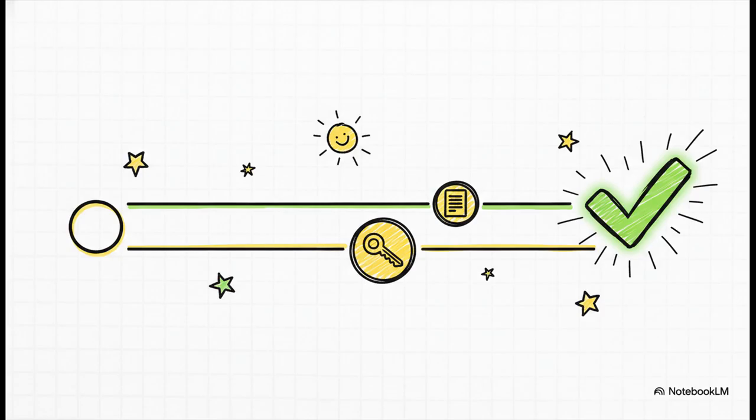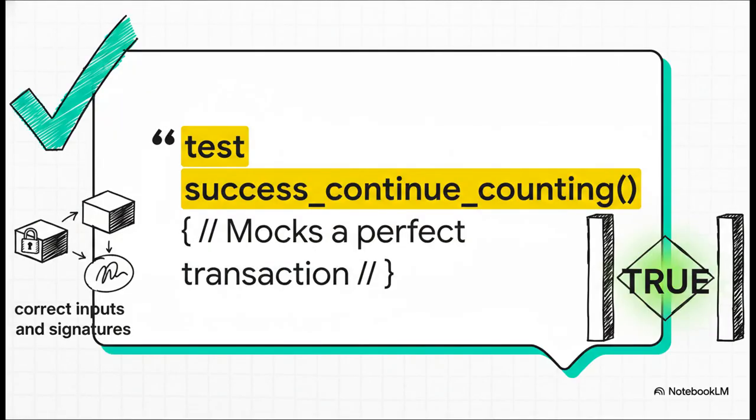You got to check this first. And this is pretty much what that looks like in code. A test function like this success_continue counting one, it just builds a fake, perfect transaction. It's got all the right inputs, all the right signatures. If your validator returns true, the test passes. Boom. You've just proven the happy path works.